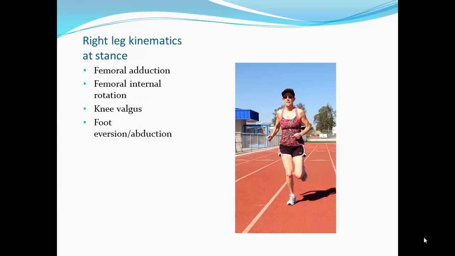What we're seeing here is some knee valgus. So what we have from that knee valgus is some femoral adduction, the femoral internal rotation, the knee valgus, of course, and we have some foot eversion abduction. These excessive movements in the transverse and frontal plane are not super exaggerated on her. However, they're still putting strain on her soft tissues and her musculoskeletal system as a whole.